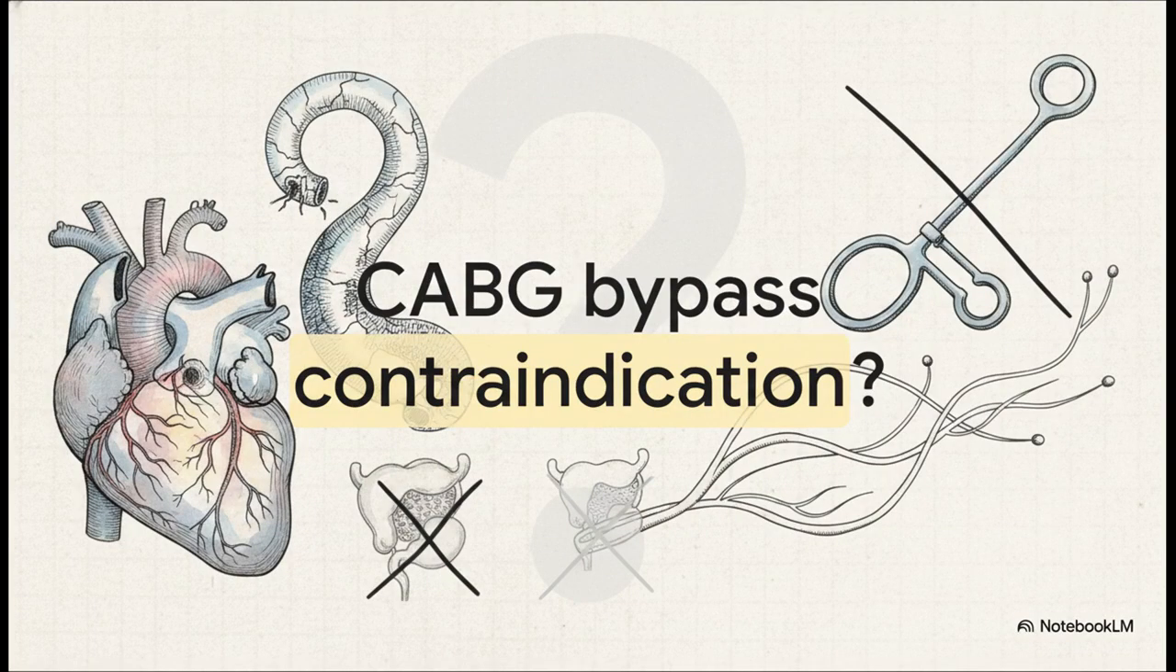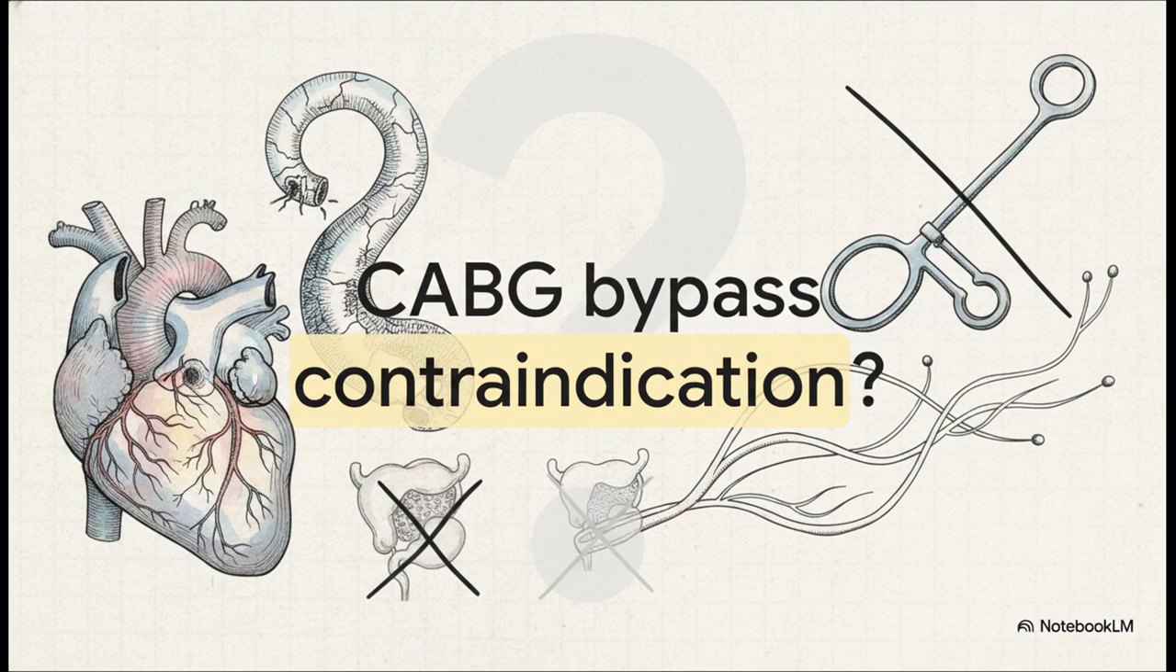A 70-year-old male with a history of severe multivessel coronary artery disease has clear indications for a CABG operation. Now, which of the following coexisting parameters represents a relative contraindication to performing a CABG on cardiopulmonary bypass, steering the surgeon toward alternative off-pump techniques? A, a history of an uncomplicated laparoscopic cholecystectomy 5 years ago. B, an active, severe diffuse porcelain aorta.